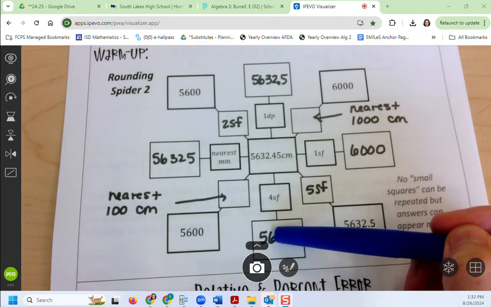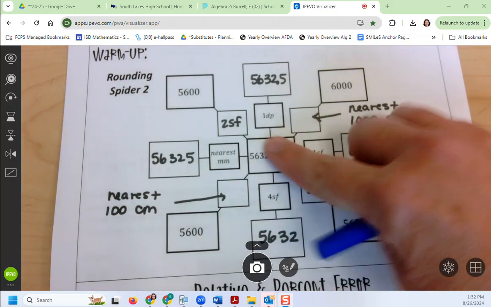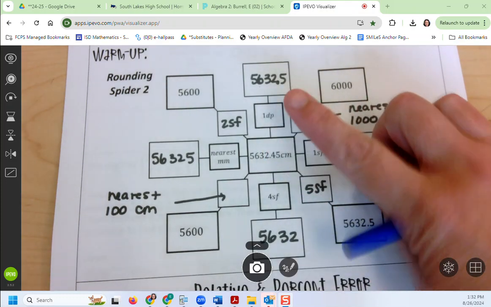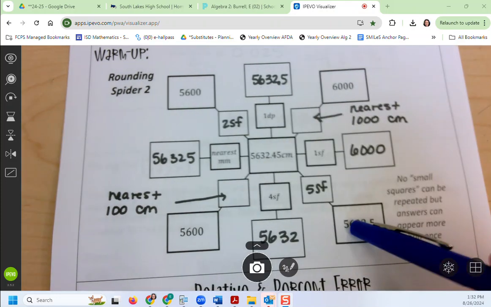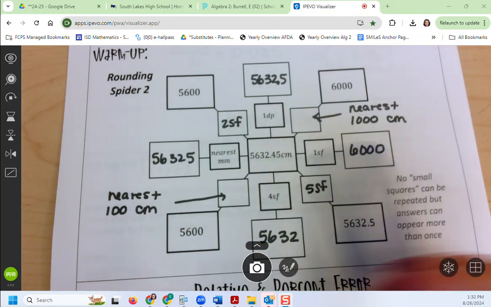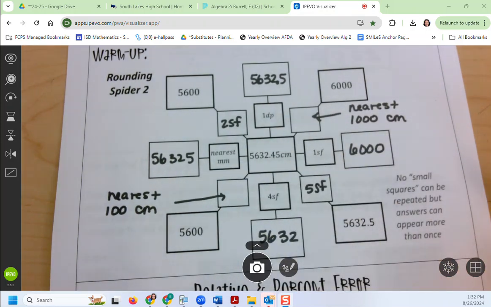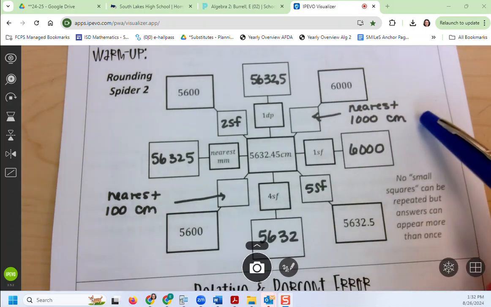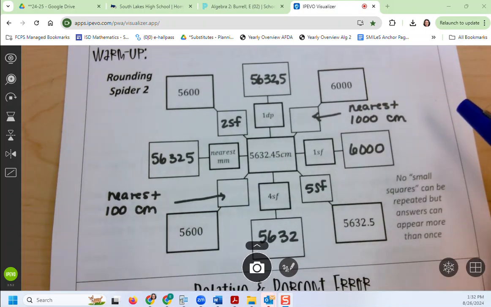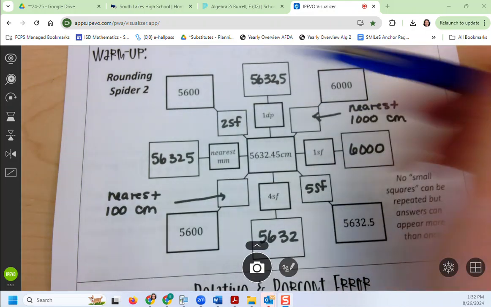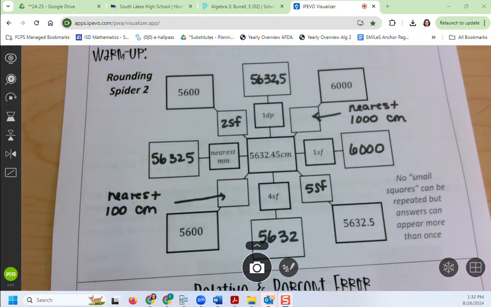4 sig figs. So 1, 2, 3, 4, and the 2 does not round up. And then this was 5 sig figs. This was 1 sig fig, not very close to this number at all. And this one was the nearest 1,000 centimeters. So some of those might have been hard to come up with in the middle here, but you should at least have been able to get these answers on the outside. Did anybody have any questions on the warm-up?